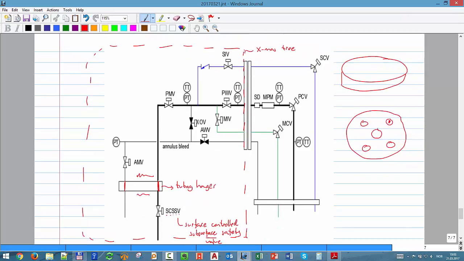But after that, you continue. Let's take the main production line, and we find that valve, the first valve we meet after the tubing hanger, which is called the production master valve.